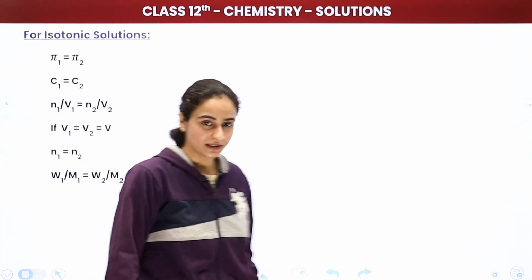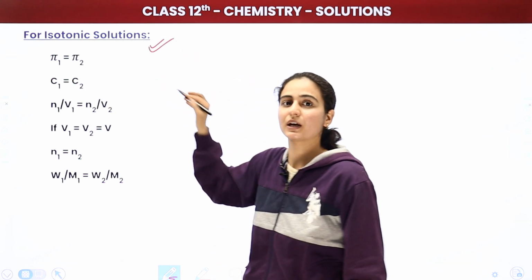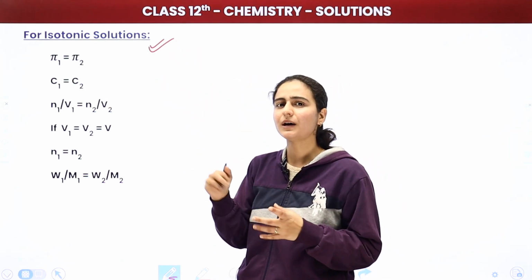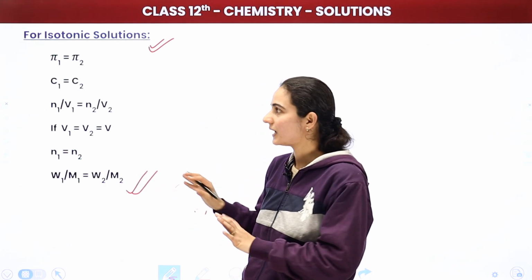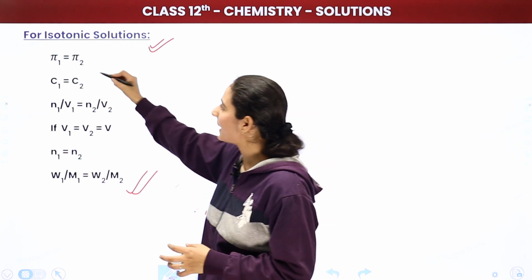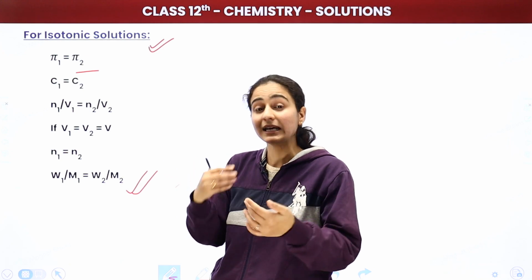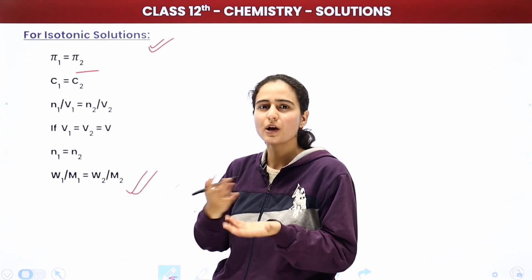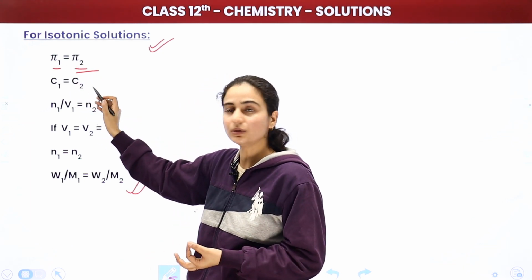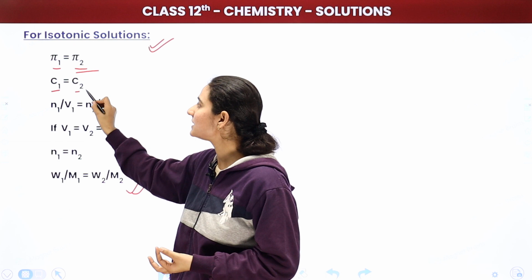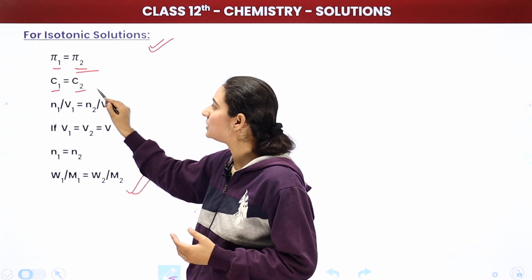Very important point here. If our numericals or questions are discussing isotonic solutions, we can use this formula directly and we will get right answers. So what is happening in isotonic solutions? We say the osmotic pressure is equal in both solutions. That's why osmosis is not happening. So we can write pi 1 equals pi 2. This means the concentration in both solutions is the same. So we can write C1 equals C2.